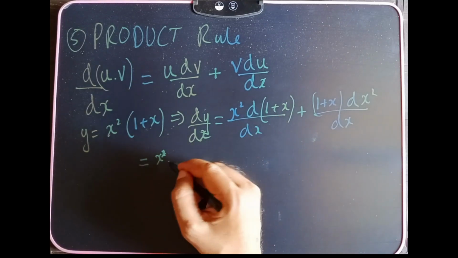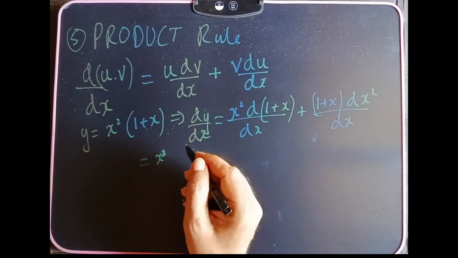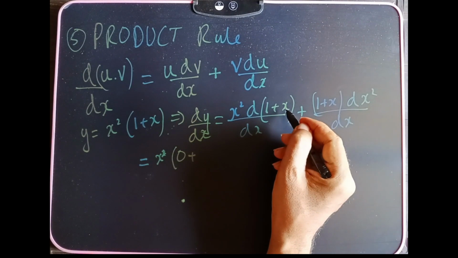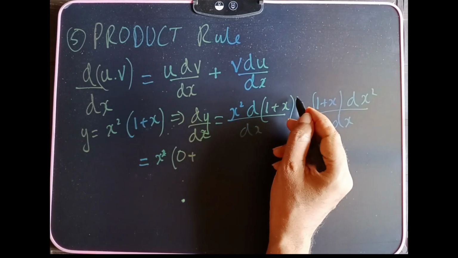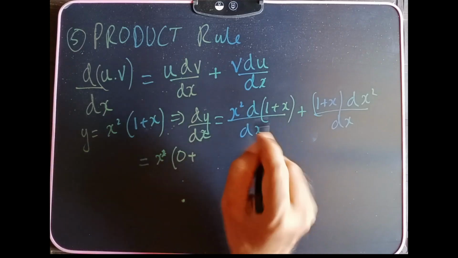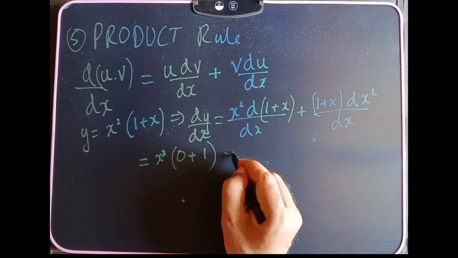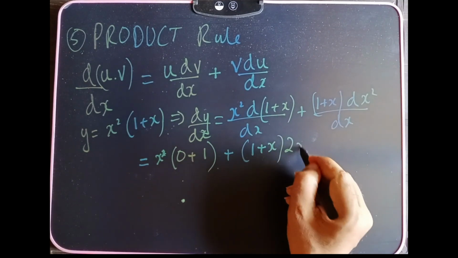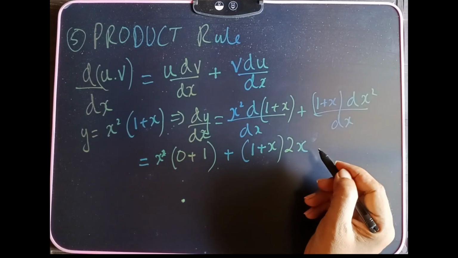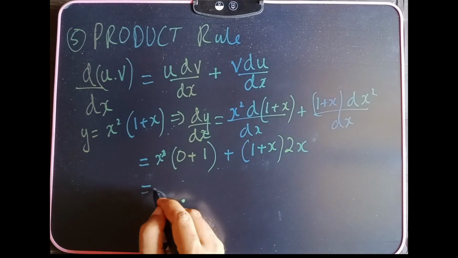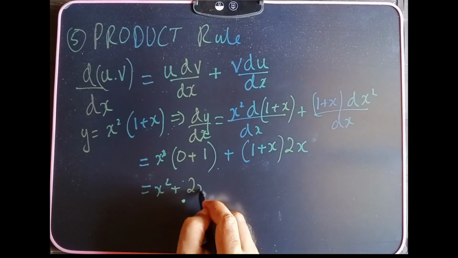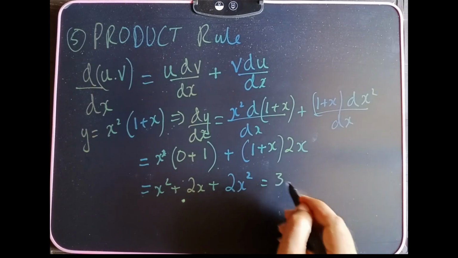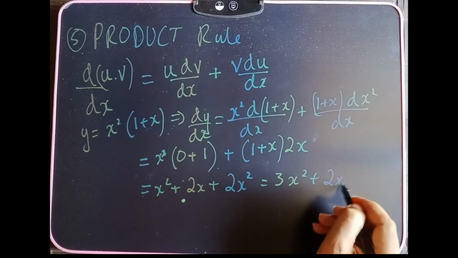So you will get x square outside, then the derivative of 1 is 0, plus the derivative of x will be 1 times x raised to the power of 1 minus 1, and x to the 0 will be 1. Plus 1 plus x, and by the power rule you will get 2x. If you solve this, you will get x square plus 2x plus 2x square, so you will get 3x square plus 2x. This is your answer.